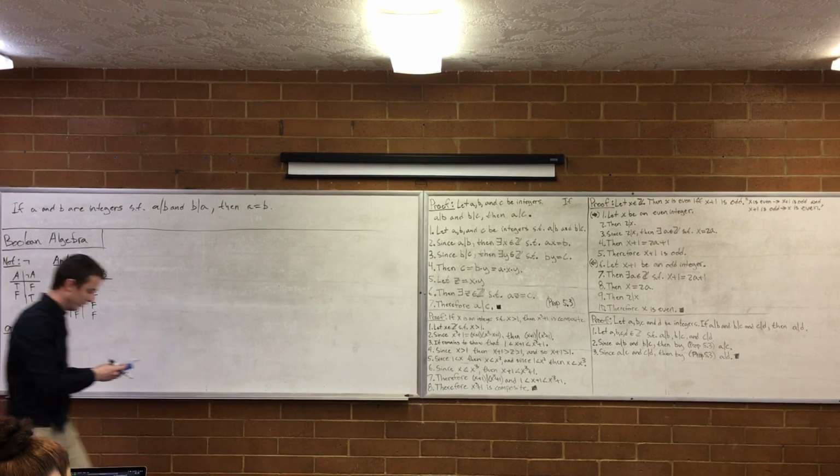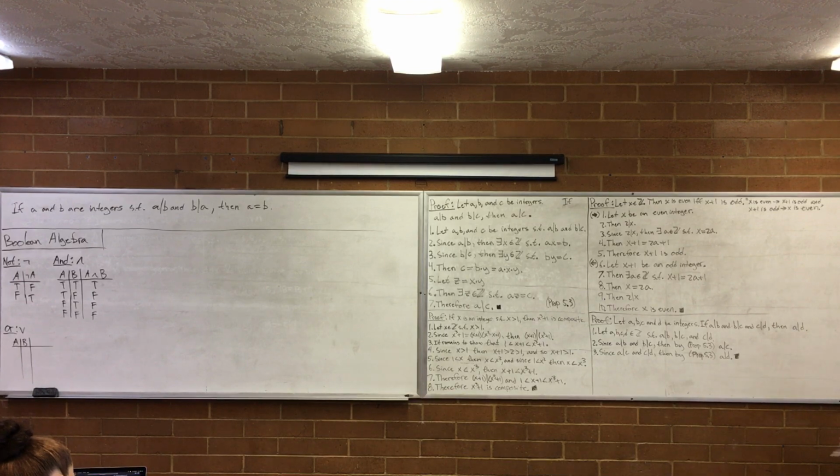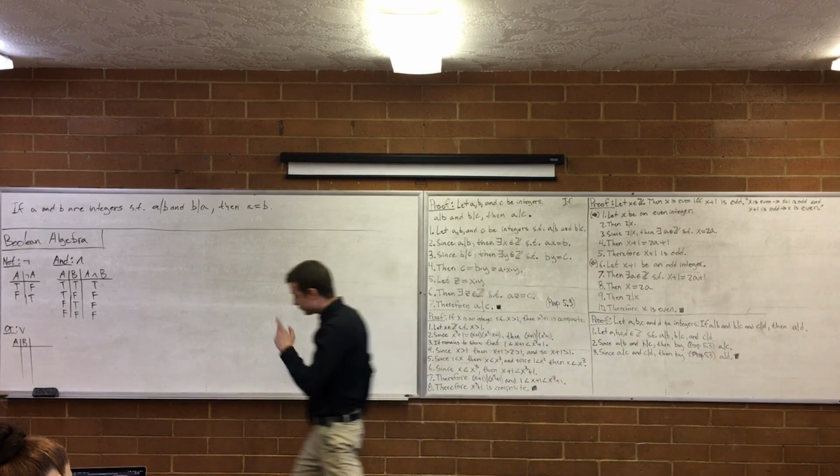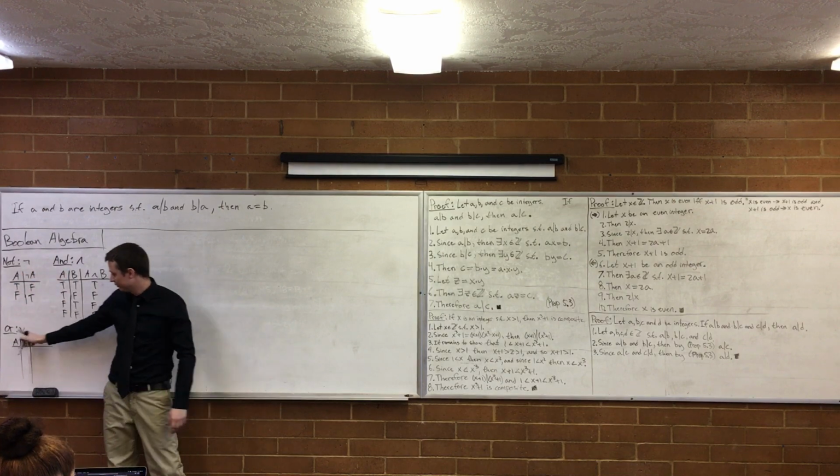Alright, now we're on to Boolean algebra. Boolean algebra we already covered because when I cover logic, I cover Boolean algebra. Boolean algebra is thinking about that symbol for not, that symbol for and, that symbol for or.